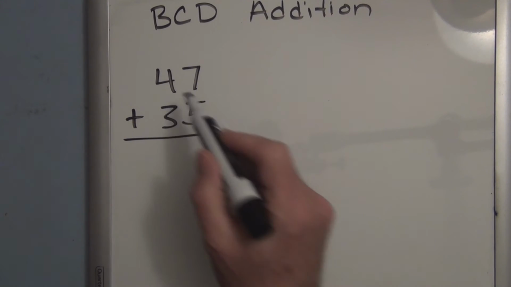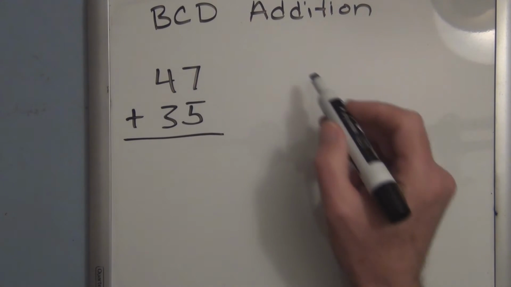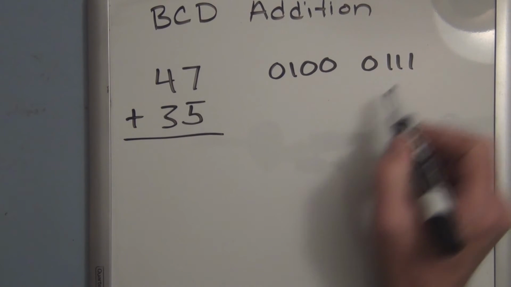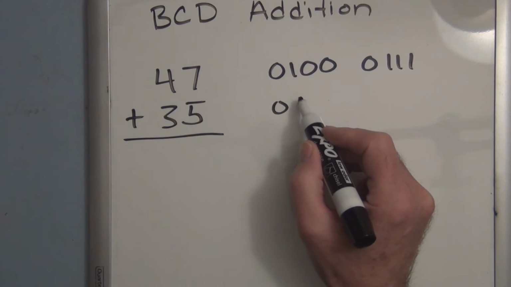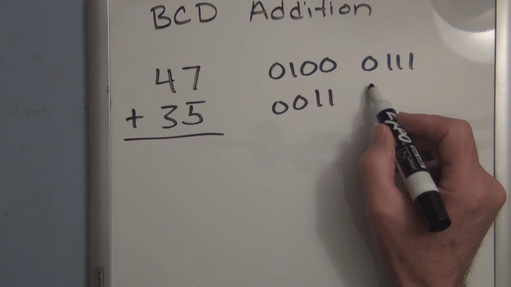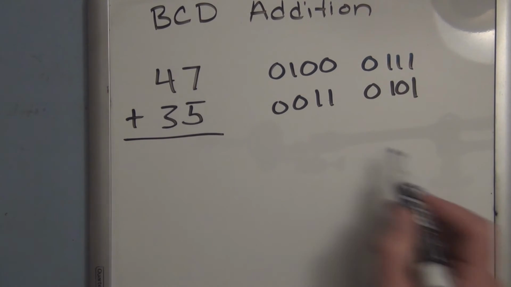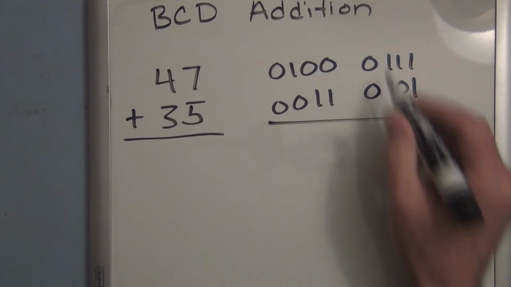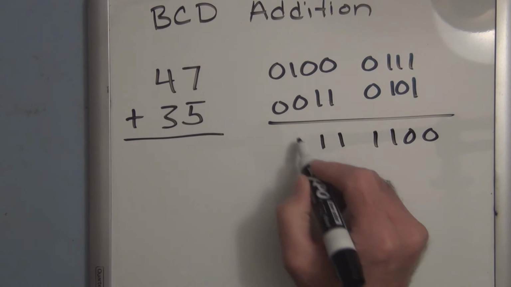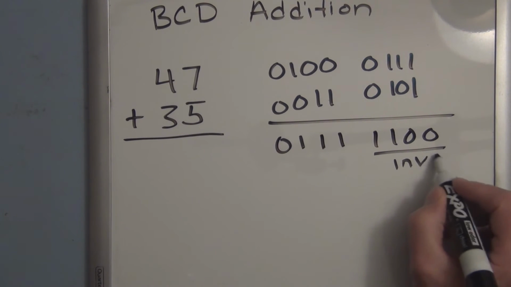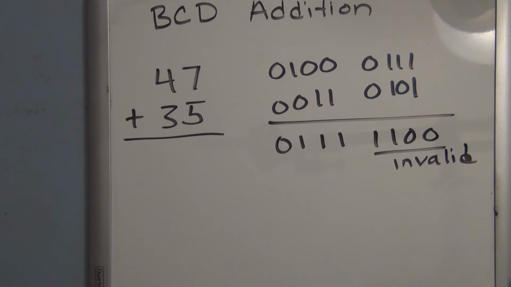So let's do another example. We'll add 47 and 35. So this is 0100 and 0111. We have 0011 and 0101. Now we add these together. We have 1000 for the tens position, and 1100 for the ones position. Well, this is invalid. This is one of the invalid code groups.